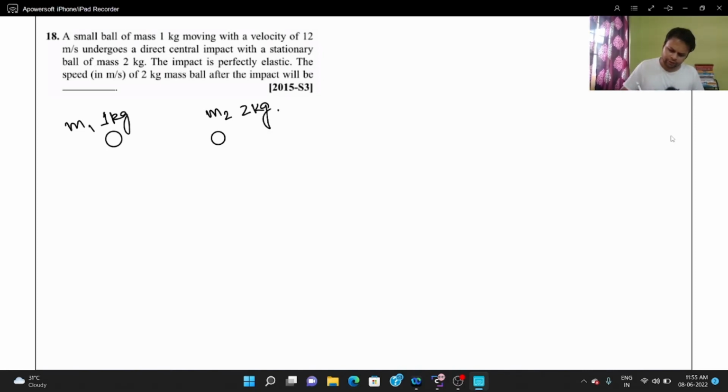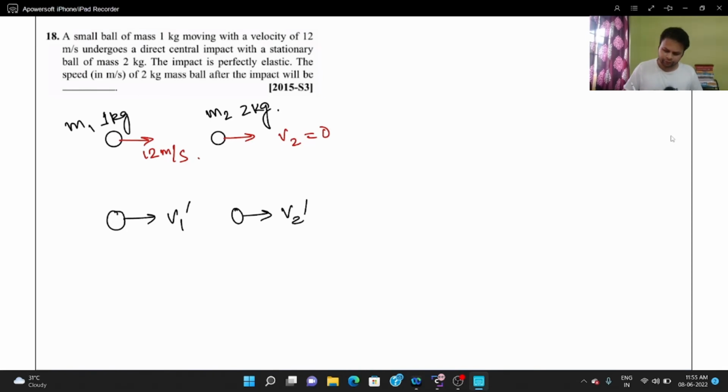So initially the mass m2 was stationary with velocity v2 equal to 0, and mass m1 was moving with a velocity of 12 meter per second. So after collision, what has happened? This is before collision. After collision, let me say the mass m1 has a velocity of v1 dash and mass m2 has a velocity of v2 dash. Initial velocity of mass m1 is 12 meters per second. The upper part is the before collision, then the lower part is the after collision, right? So let me say this is the scenario.